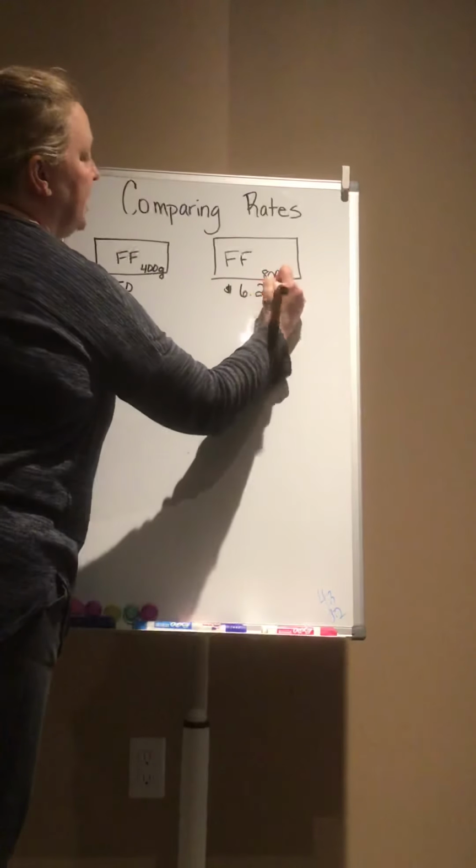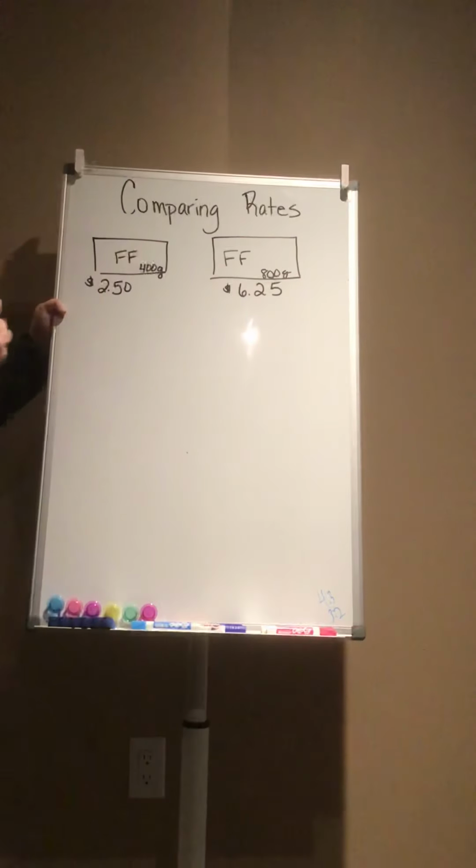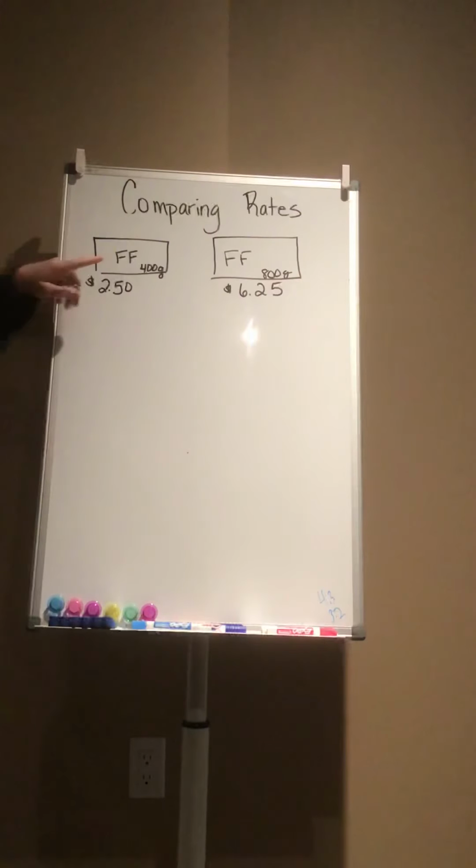$6.25. Well, if we did it the way I just did it, we would divide $2.50 by 400, and we're going to find out the price per gram. The problem is when we get down to those little tiny amounts, it may not show us the actual difference in price. So what I'm going to do is I'm going to do it by 100 grams.